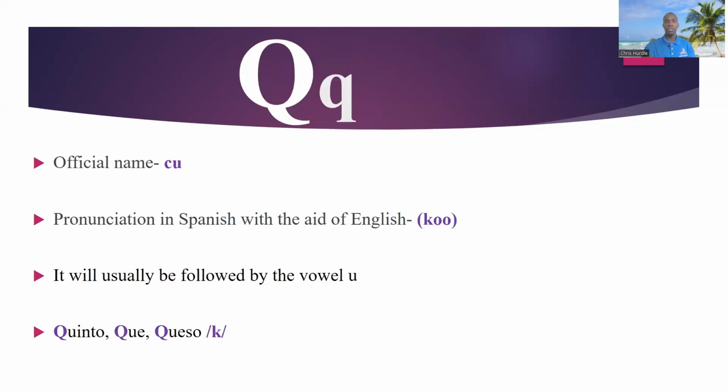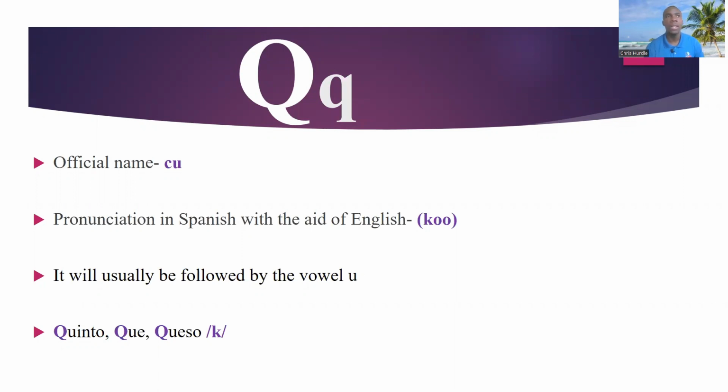Q, cu. Okay? Now, the letter Q is not strange, but it is a little different too. The thing about the letter Q is that it will always be followed by the vowel U. Always. So you're never going to see a word in Spanish that has a Q and it isn't followed by U. So it will always be followed by U.